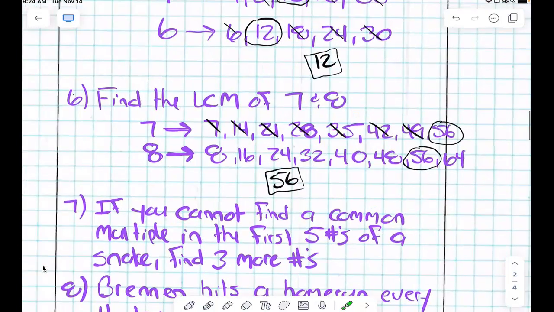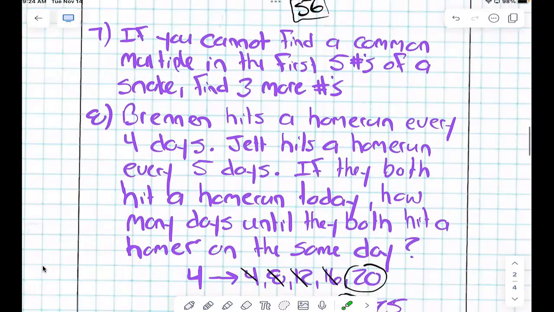7 and 8. I did this again. I found the first 5 multiples of 7 and 8. I stopped right there. None of them worked, right? So how many more should I find? 3 more multiples for each number, yes? Hello? Yes, and then I start crossing off and comparing, and I found that 56 was the smallest number that 7 and 8 went into. We cool with this?